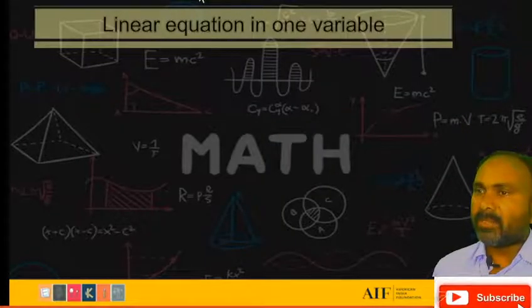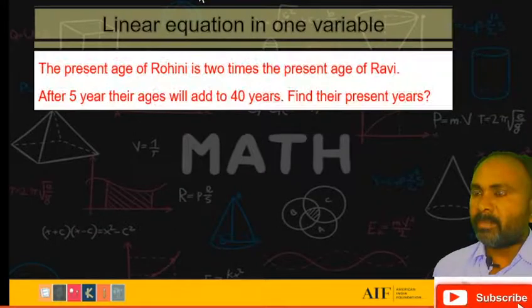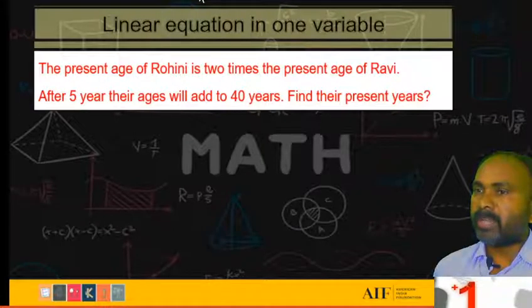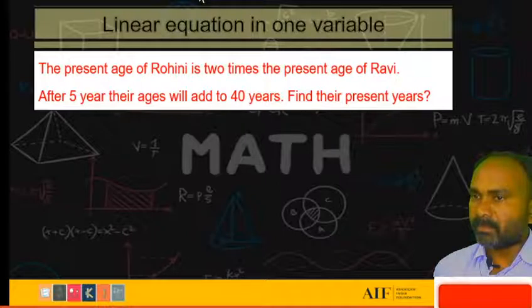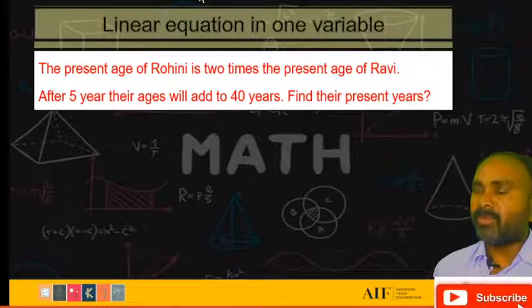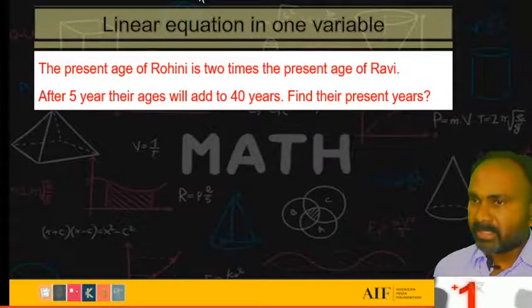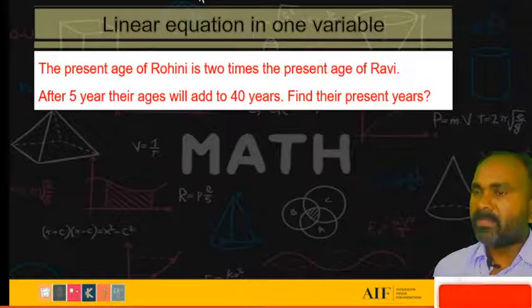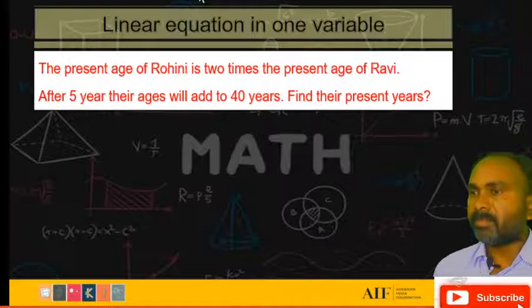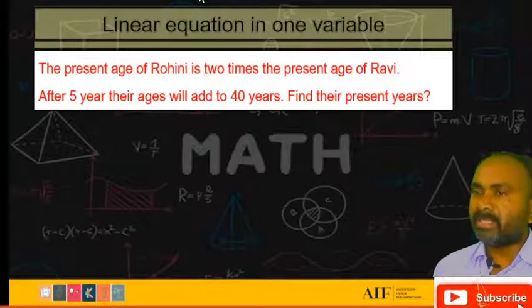Now, linear equation in one variable. The present age of Rohini is 2 times the present age of Ravi. After 5 years, their ages will add to 40 years. Find their present ages. So, we convert this word problem into a linear equation in one variable.